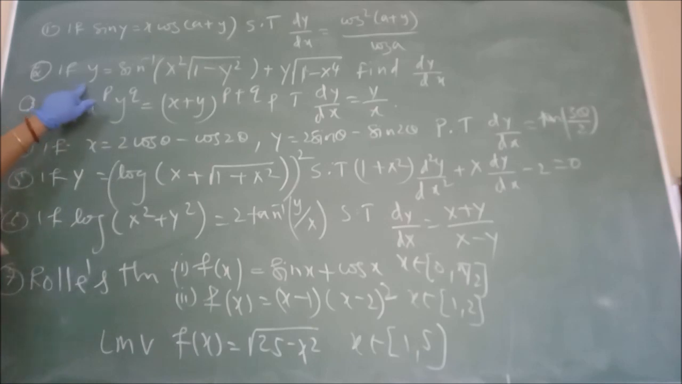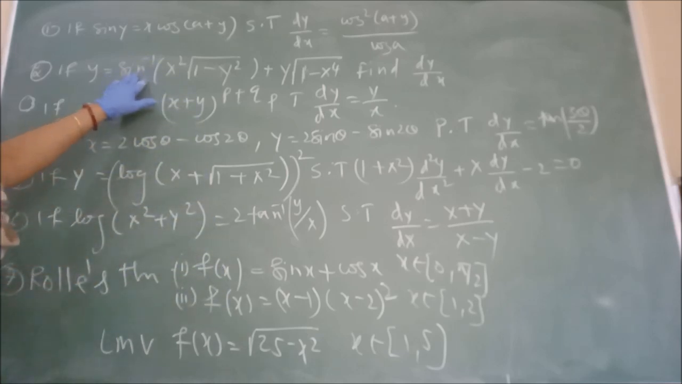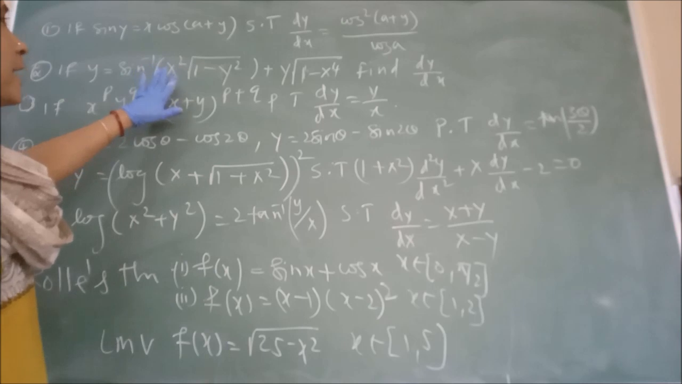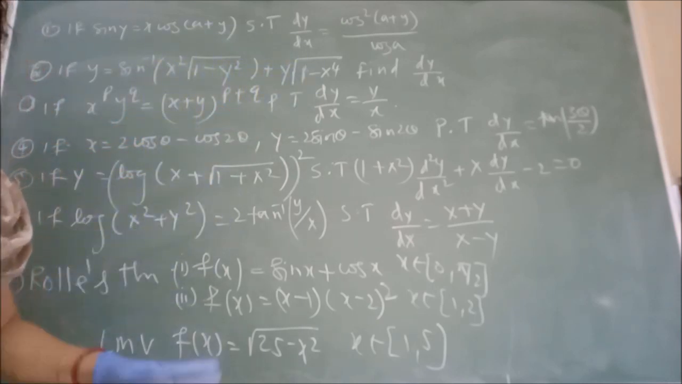Now see question number 2, beta. Is everybody listening, children? Are you listening? Yes. Yes beta. Now listen. This is another most important question. I have done the same type of question. What I told you, sin inverse, so we need the inside formula sin a cos b plus cos a sin b. Okay, apart from this there is no alternate.